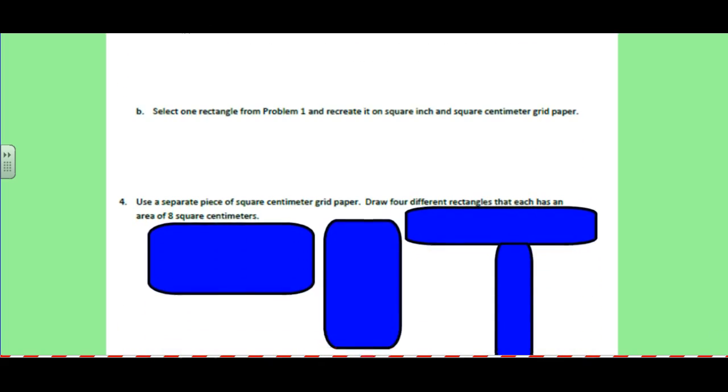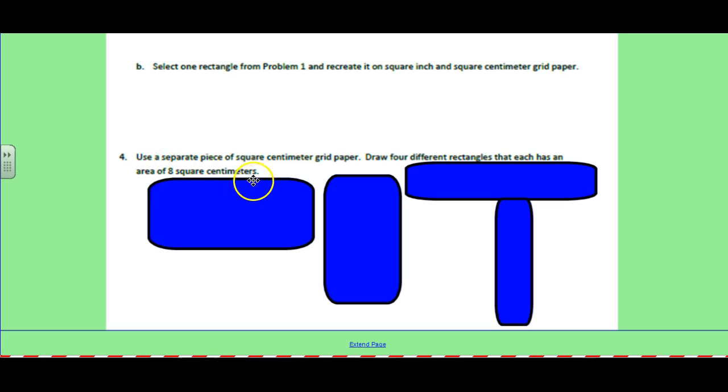Okay, so moving on to the bottom. Use a separate piece of square centimeter grid paper. You don't have to use a separate piece of centimeter grid paper because you still have a lot of room left on yours, so I want you to use the same grid paper. Just make sure you're not using the inch grid paper, make sure you're using the centimeter grid paper. And I want you to draw 4 different rectangles that each have an area of 8 square centimeters. So 4 different rectangles, each one has an area of 8 square centimeters.